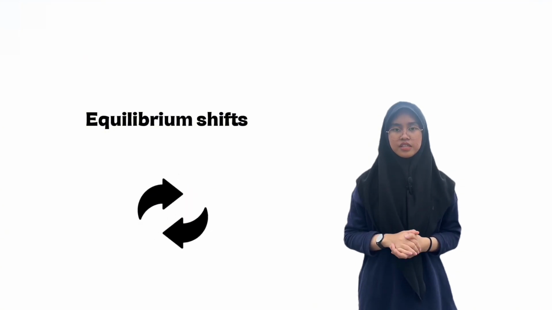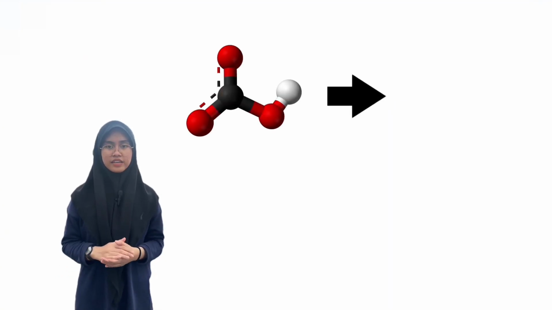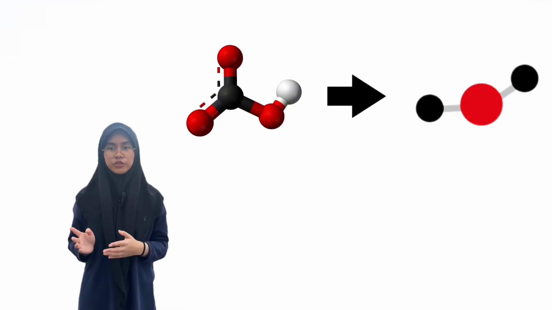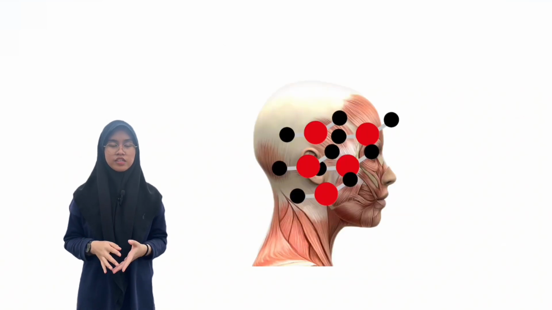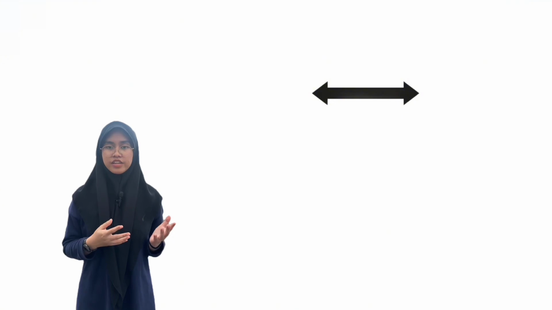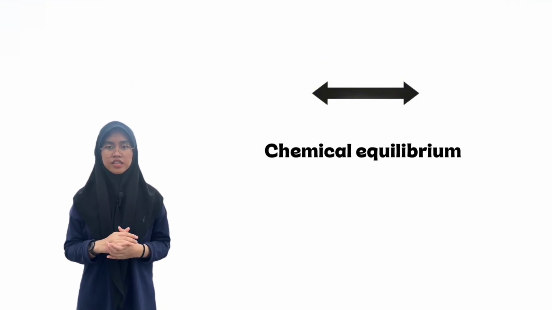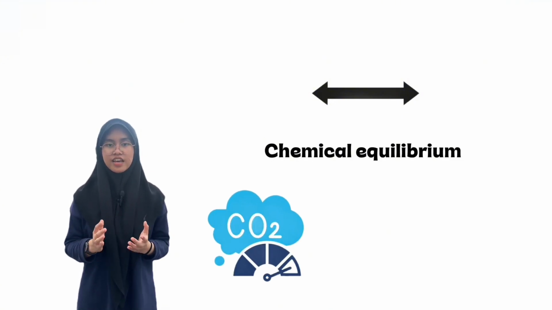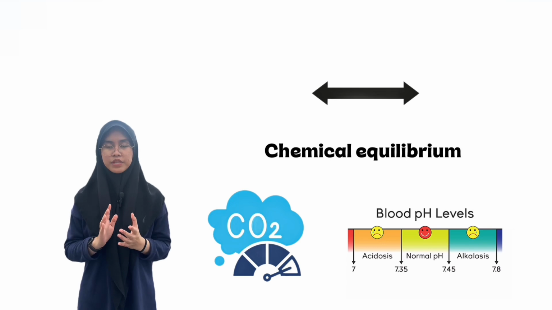When the blood reaches the lungs, the conditions change. The equilibrium shifts in the opposite direction. Bicarbonate ions are converted back into carbon dioxide, which then diffuses into the lungs. This carbon dioxide is removed from the body when we exhale. Through these reversible reactions, chemical equilibrium ensures efficient removal of carbon dioxide and helps maintain a stable blood pH.